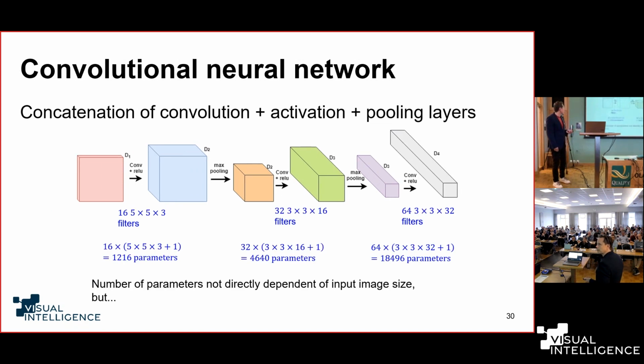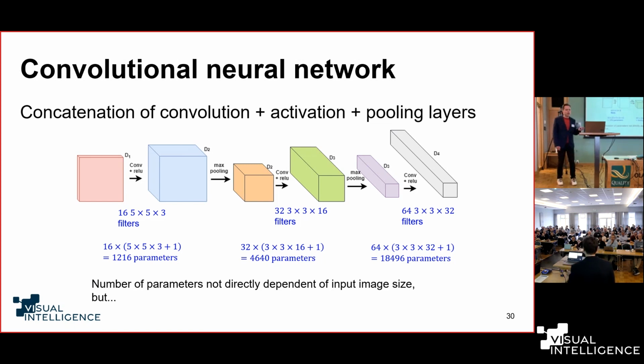So if you look at this, let's say here we have 16 5x5x3 filters. That gives me 1,216 parameters. In this layer here, we have 32 3x3x16 filters, and that gives me some parameters. And then we have another filter, 64 of these, with that one here. What's interesting to see in this design is that the number of parameters is not directly dependent on the input image size. It's a useful feature. Of course, if you change the size here, the size of this will change as well. So that's another thing we need to deal with. But this is what is good.